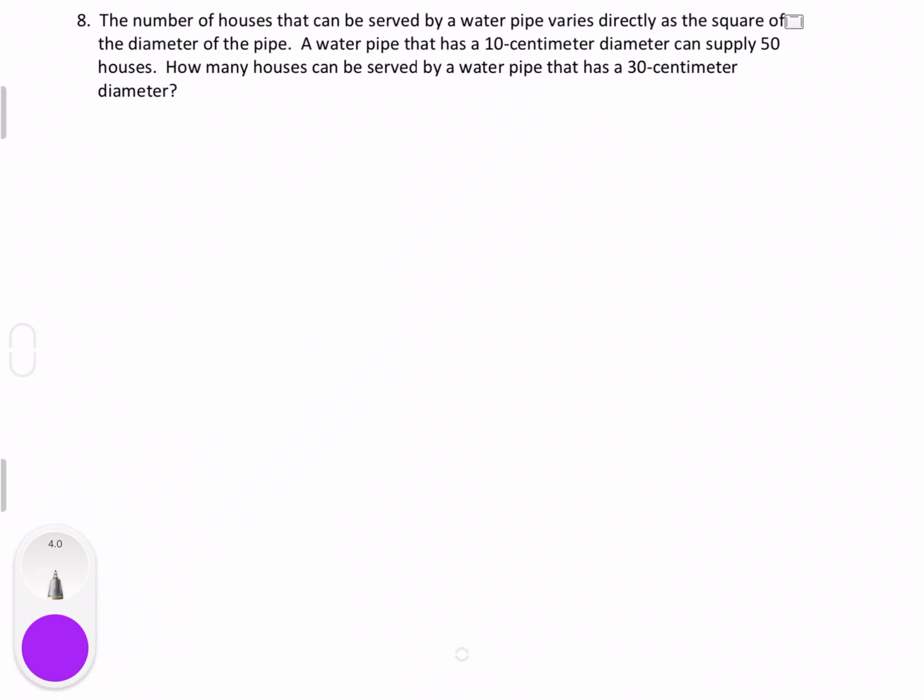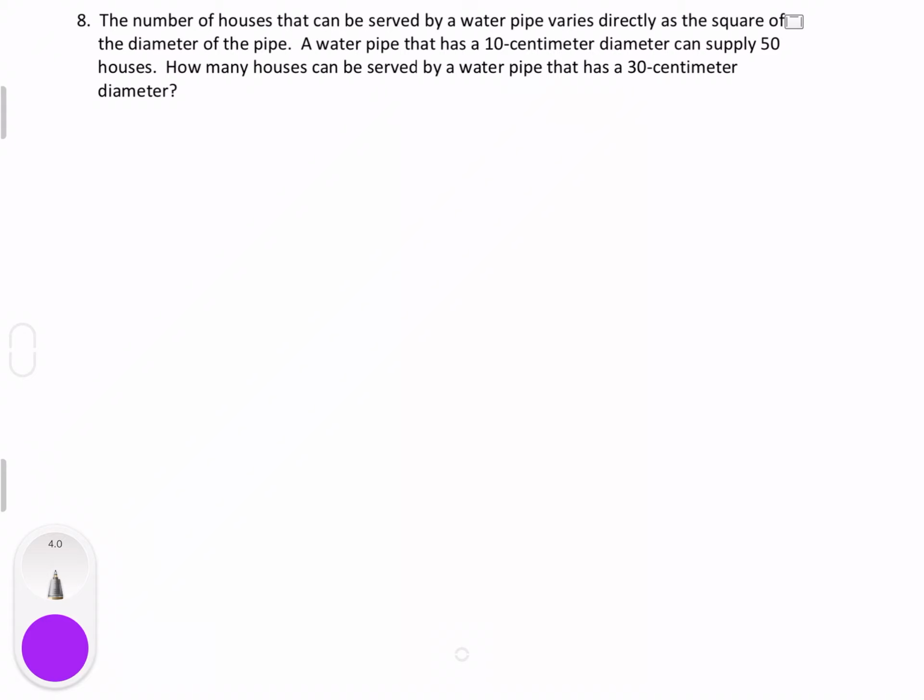Okay, so the number of houses that can be served by a water pipe varies directly as the square of the diameter of the pipe. The water pipe that has a 10 centimeter diameter can supply 50 houses. So how many houses can be served by a pipe that has a 30 centimeter diameter? So let's unpack this sentence by sentence here.